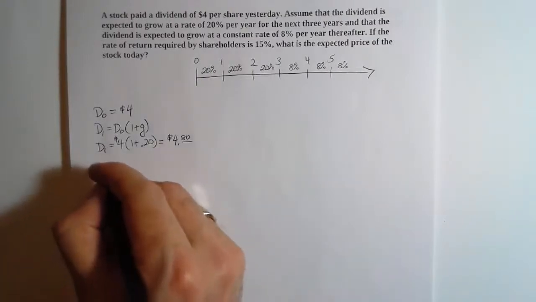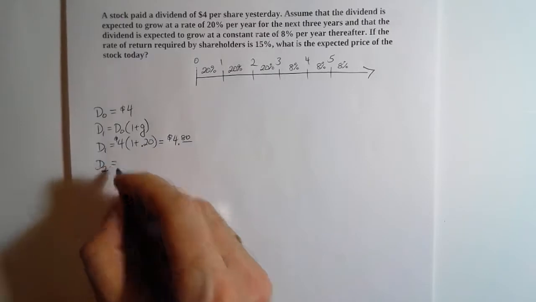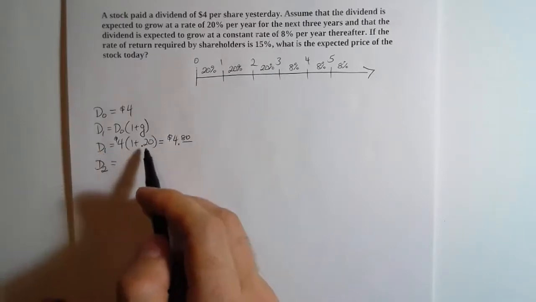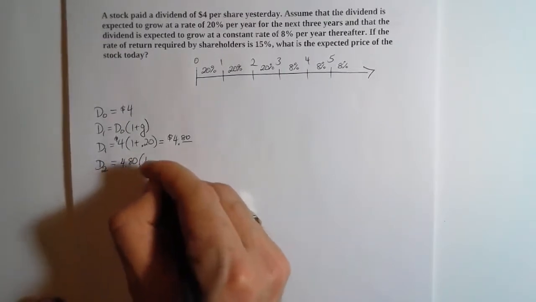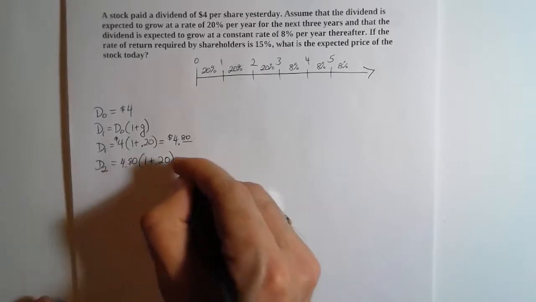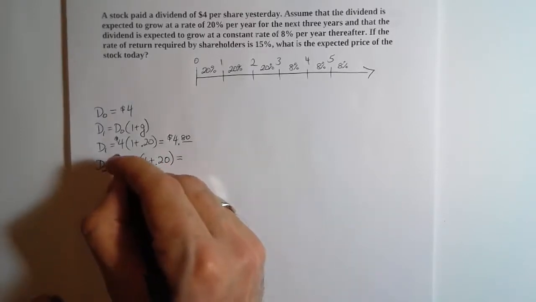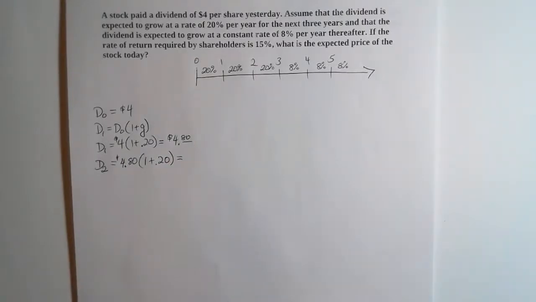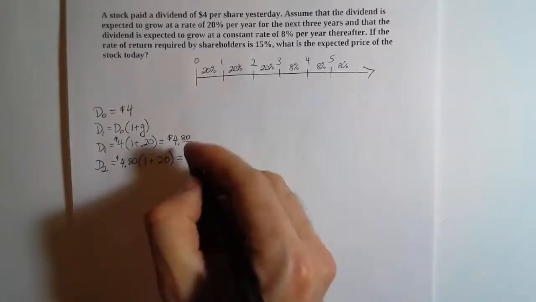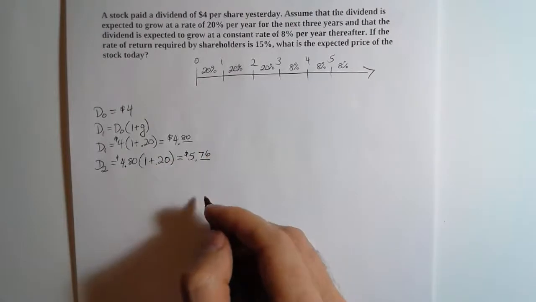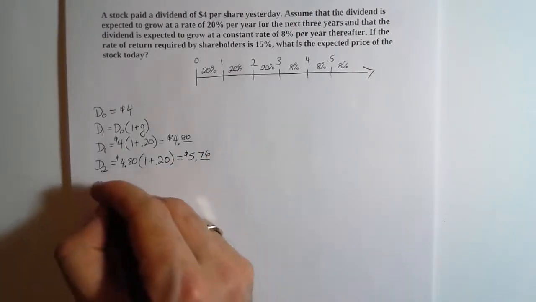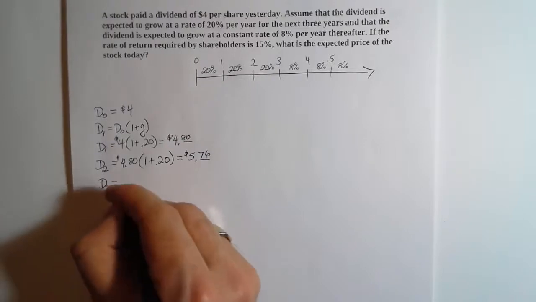Well, now we need to find D2. To find D2, we're going to take D1 and multiply that times 1 plus the growth rate. So we're going to take $4.80 times 1 plus the growth rate. I will again allow you to pause the video to try to work that out to see what you get. If you paused the video and worked that out, what you should have gotten was $5.76 for D2.